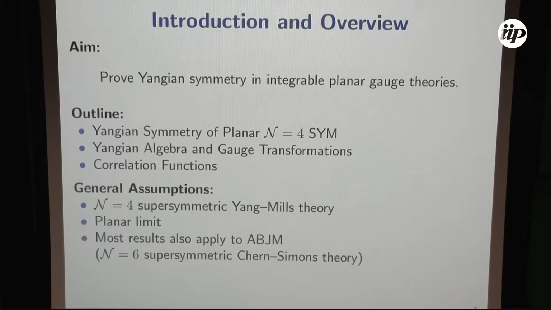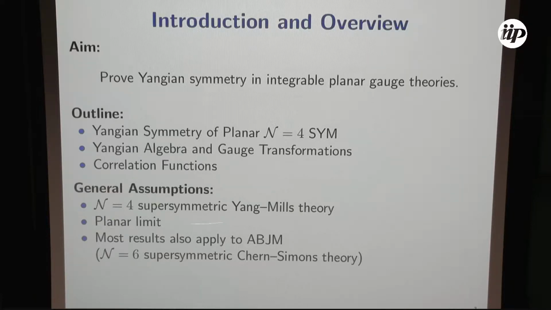Okay, so the general assumptions in this talk will be that I will be talking about N=4 supersymmetric Yang-Mills theory. I will also introduce some of the relevant aspects of it later on. And I will certainly be interested only in the planar limit. That is when the rank of the gauge group becomes very large.